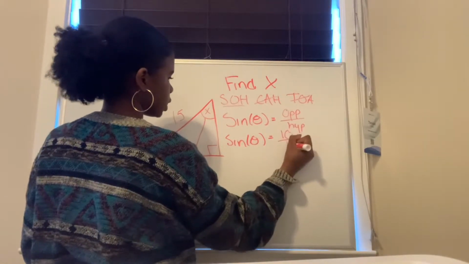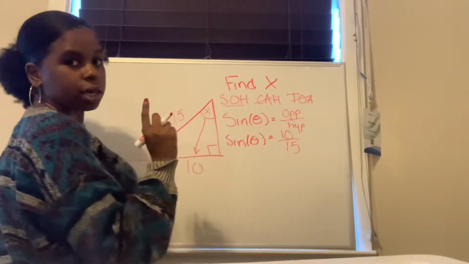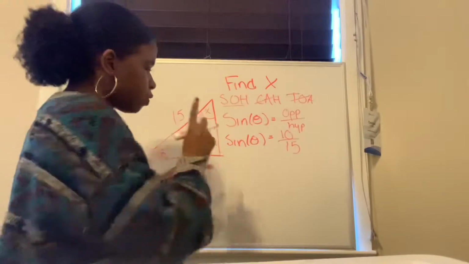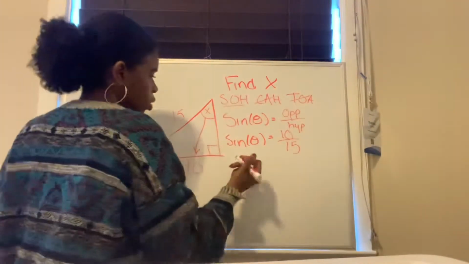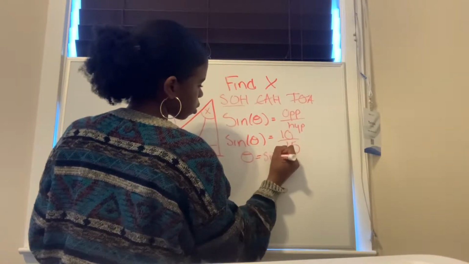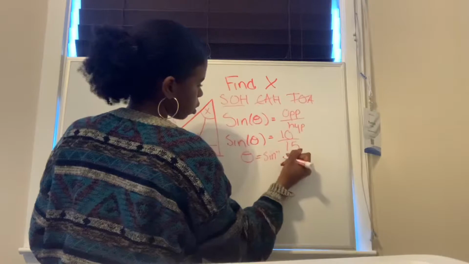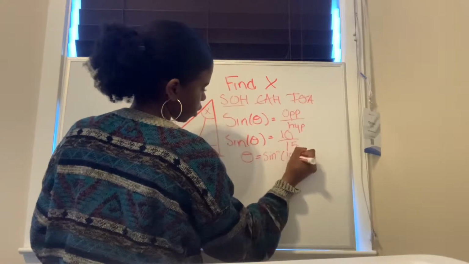The hypotenuse is 15. And now we're going to take the arc sine. We need the inverse of sine to get theta by itself. So for theta, we're going to take the arc sine of, sorry, it's kind of running over each other, 10 over 15.